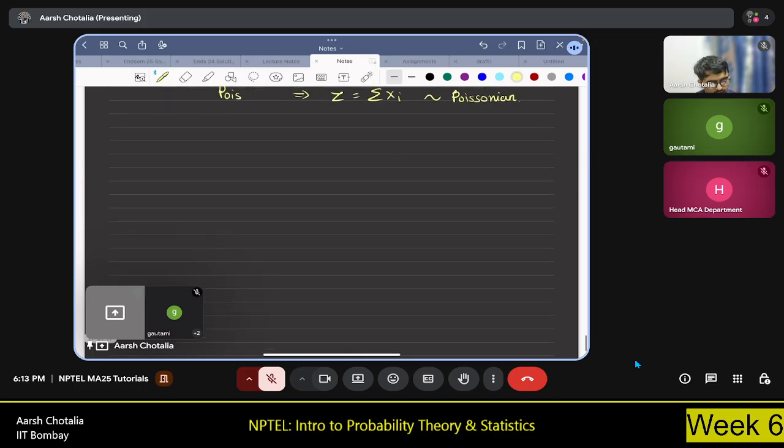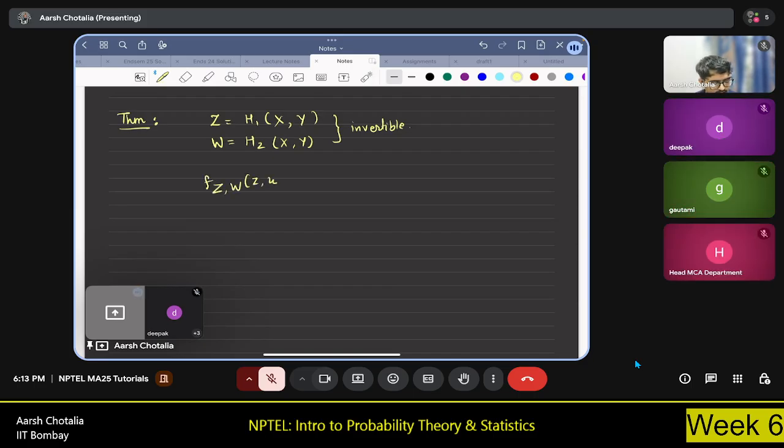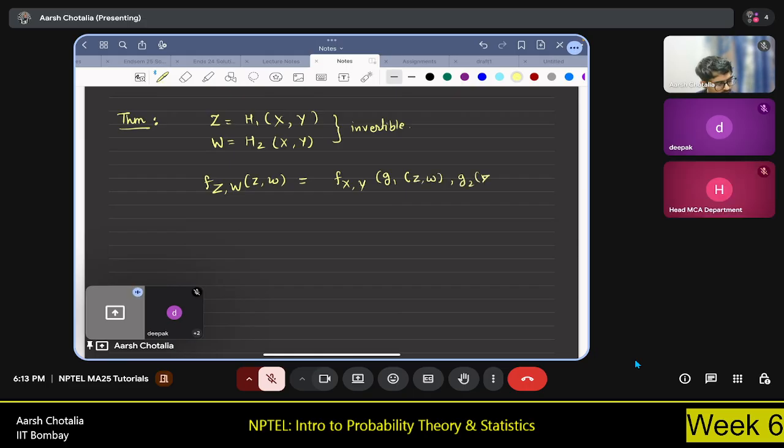All right. And then there was this grand theorem where if we have two functions, Z and W, both functions of X and Y, and if they are invertible, then we can write the joint distribution function of Z and W in terms of the distribution of X and Y. So g1 of (z, w), g2 of (z, w), where these are inverse functions, right?